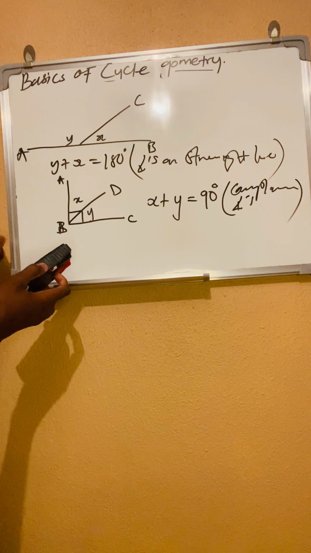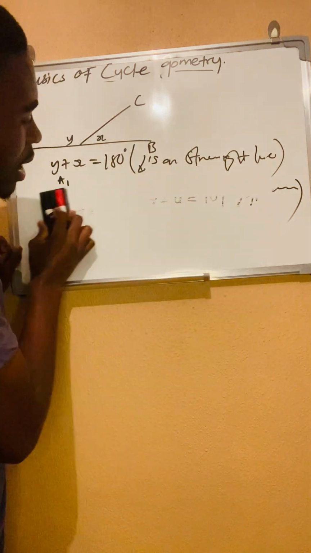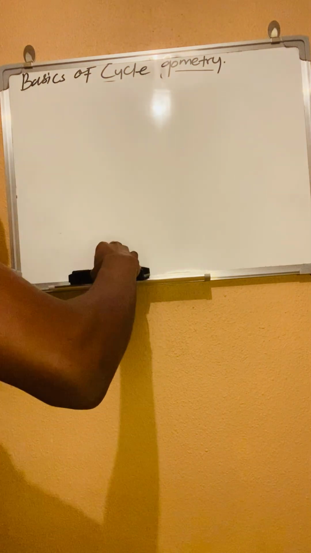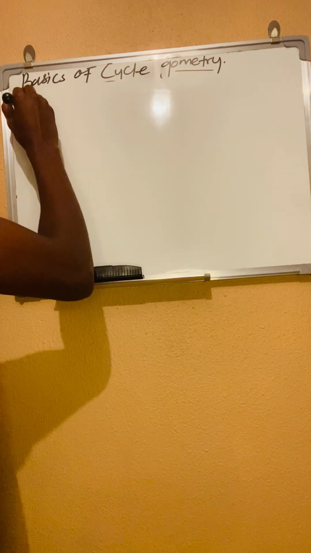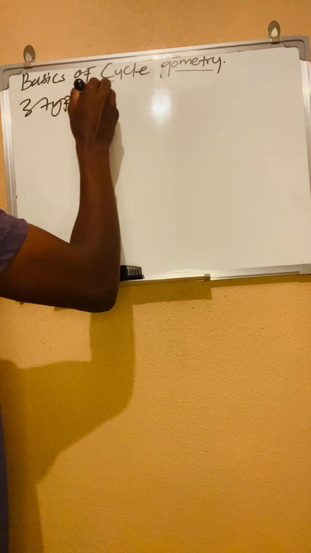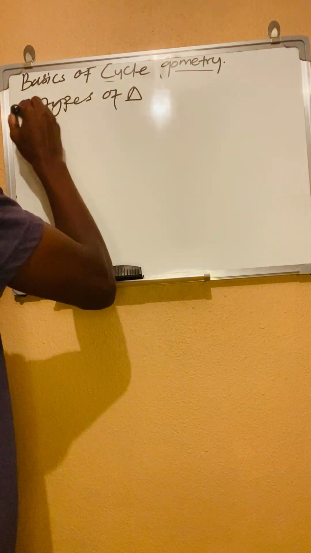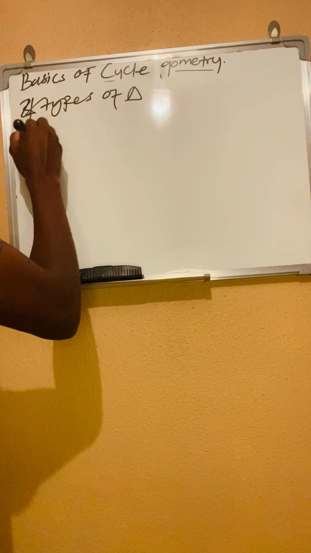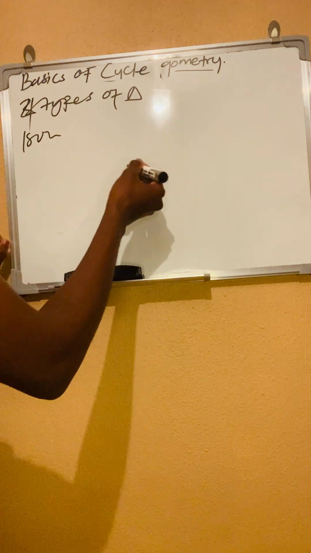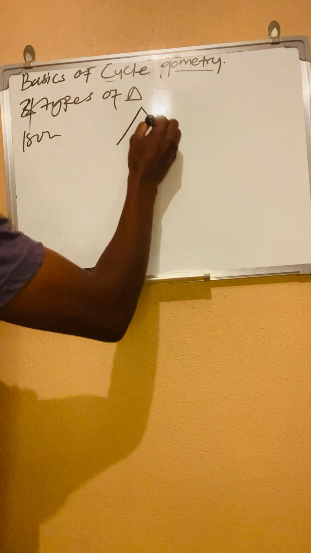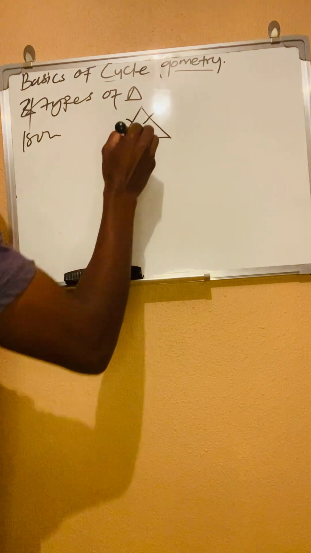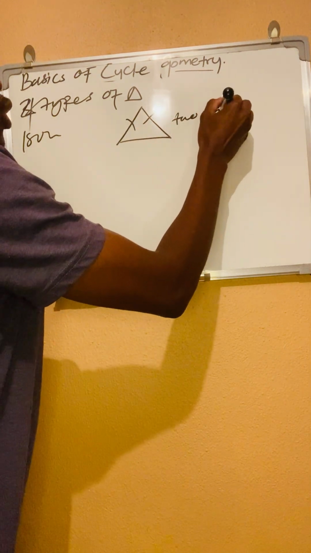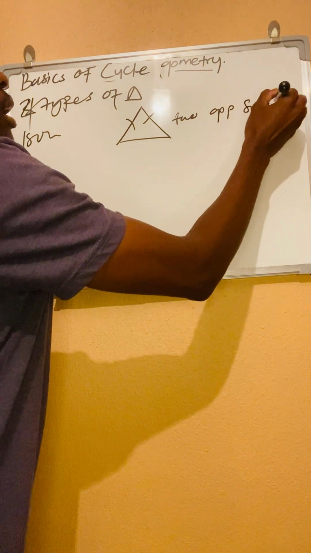So now we're gonna move to triangles. We know we have three types of triangle, or four types. First, we have isosceles, the famous one. An isosceles triangle is like this. Those two sides are gonna be equal. Two opposite sides are equal.